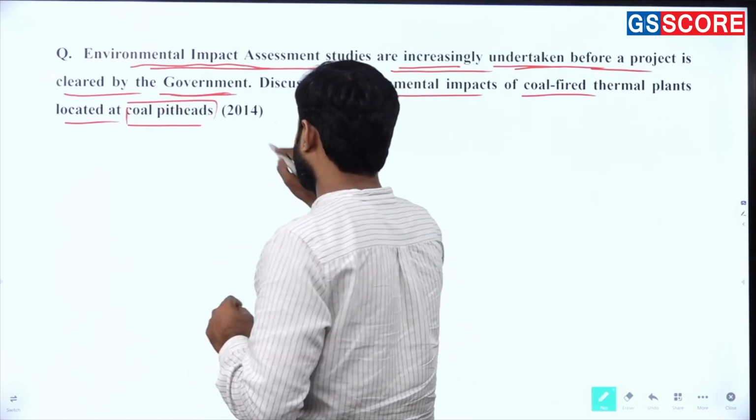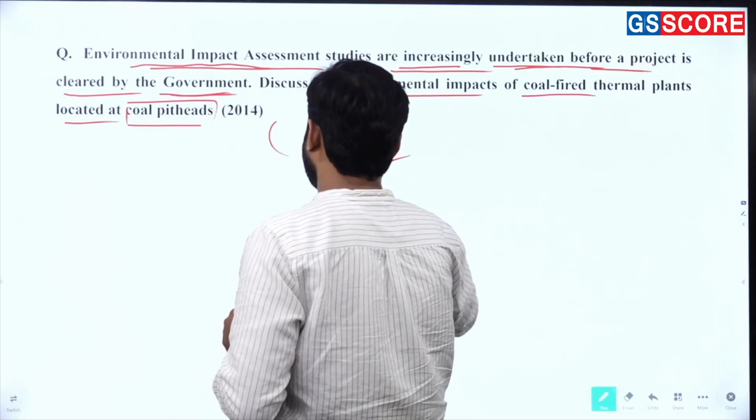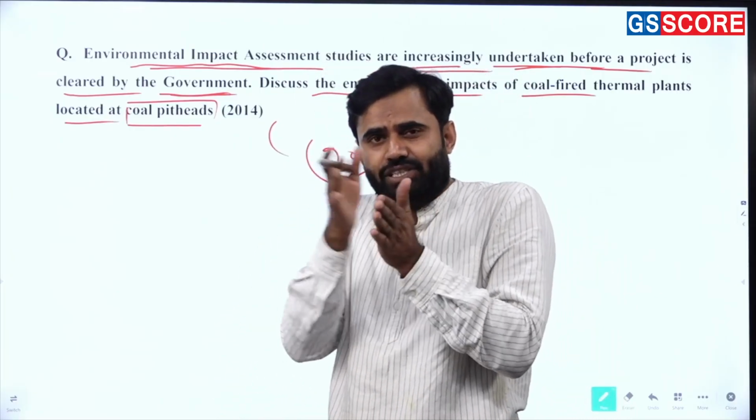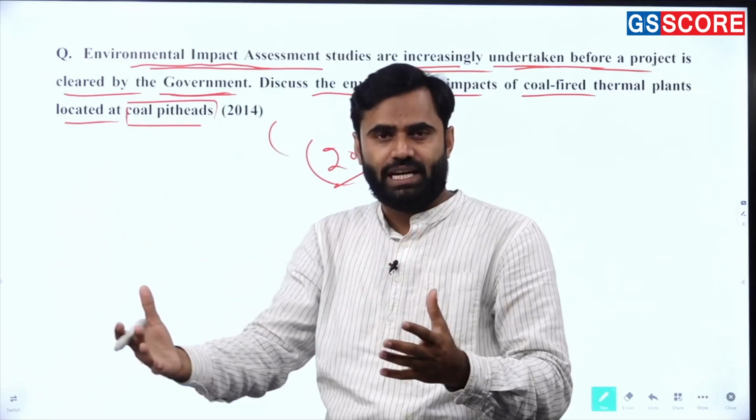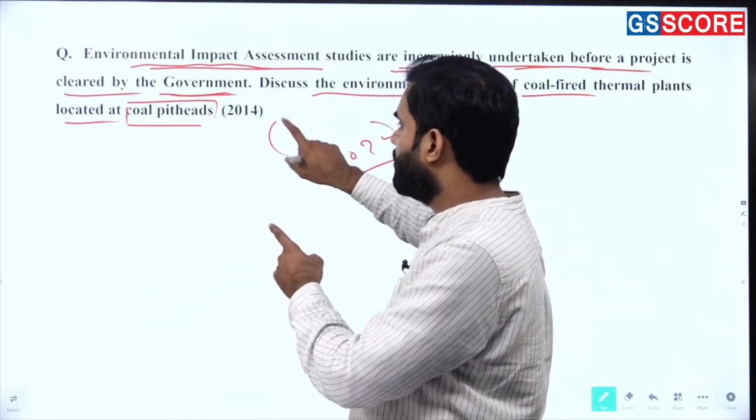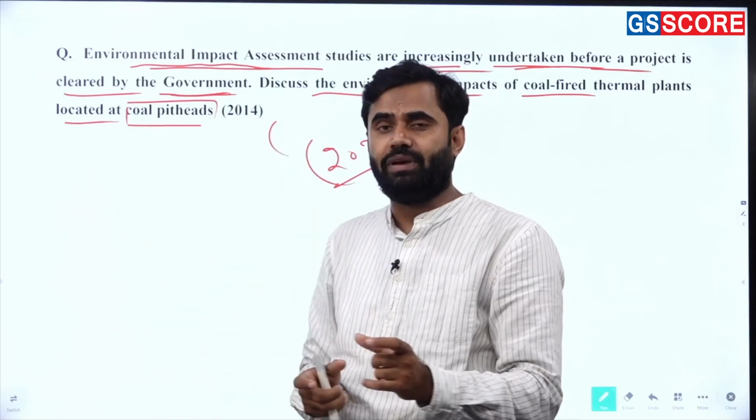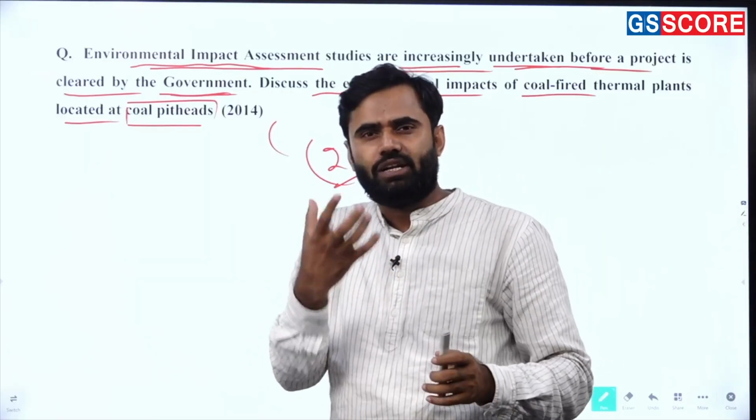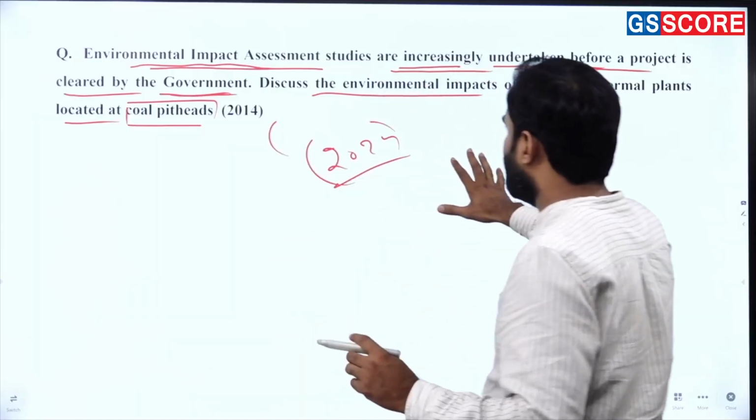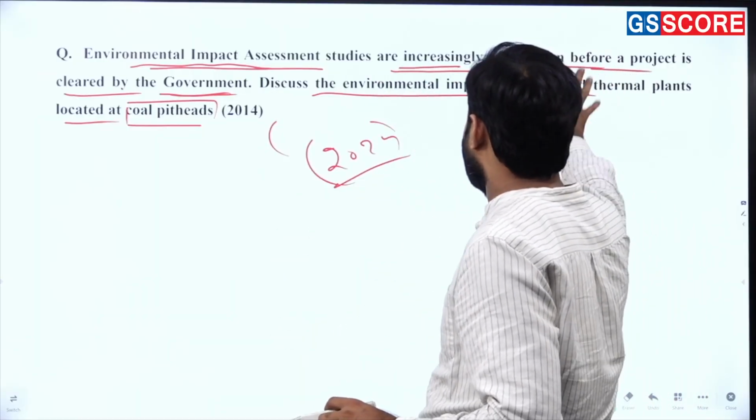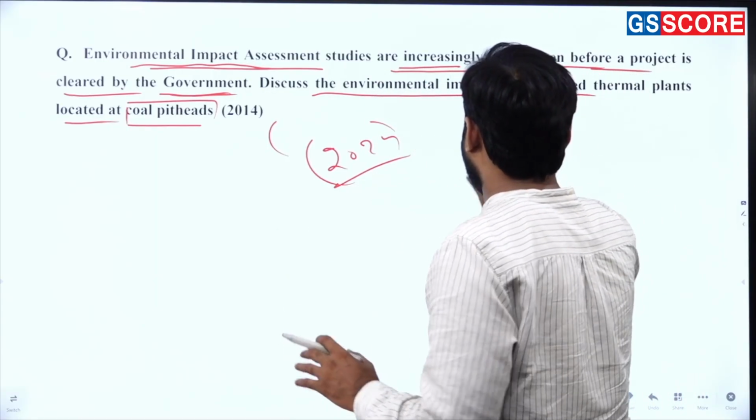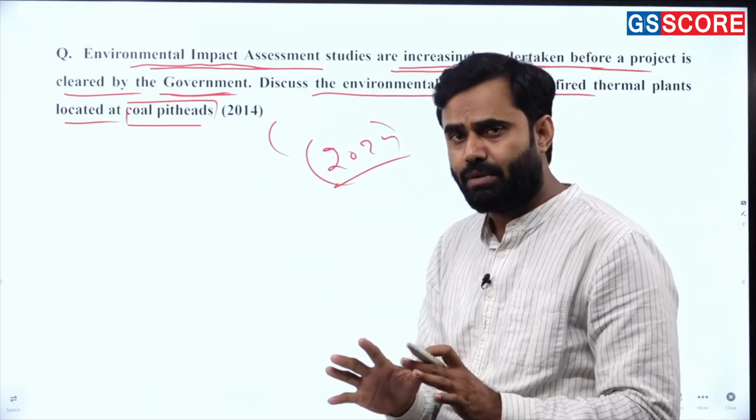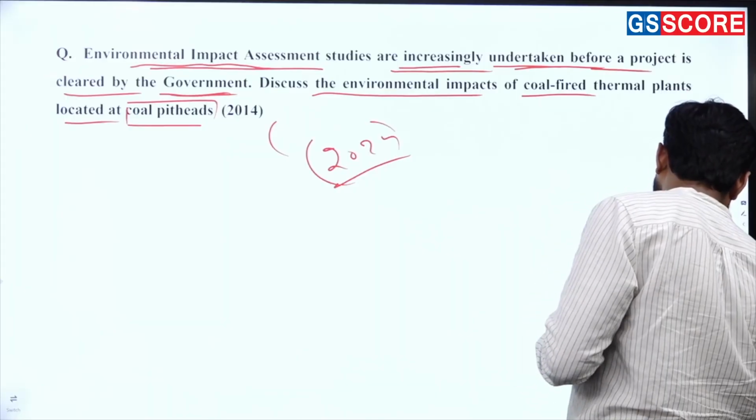You know that in 2024, a question came directly on Environmental Impact Assessment and NGOs and local activists. Getting my points? In 2014, the same kind of question came. So basically we have to understand the importance of Environmental Impact Assessment. On the basis of it, a question is coming on coal-fired thermal plants located at coal pit heads. Getting my points? Now let's decode the question.